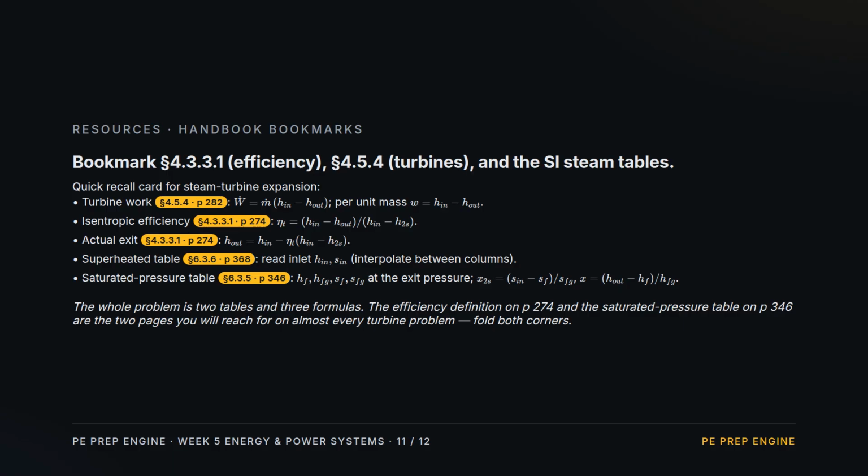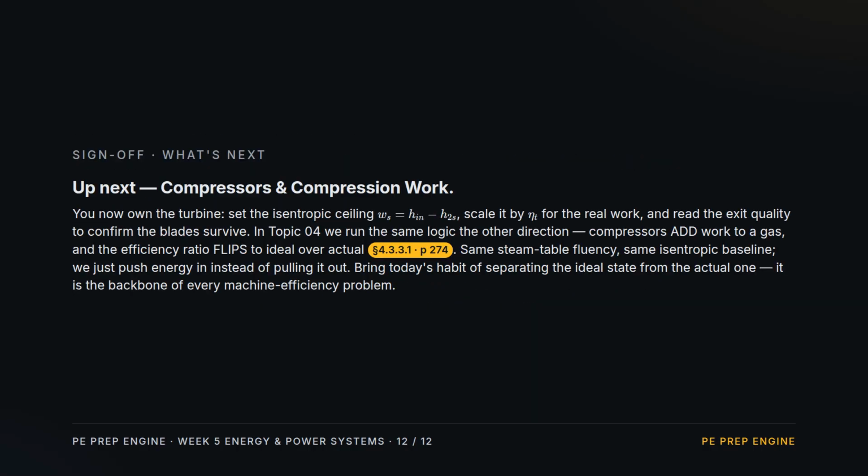Bookmark the turbine pages. Turbine work is mass flow times the enthalpy drop. Isentropic efficiency is actual drop over ideal drop. The actual exit is the inlet minus efficiency times the ideal drop. Read the inlet from the superheated table, interpolating between columns, and get the saturation properties at the exit pressure from the pressure table. Ideal quality from entropy, actual quality from enthalpy. The whole problem is 2 tables and 3 formulas. You now own the turbine.